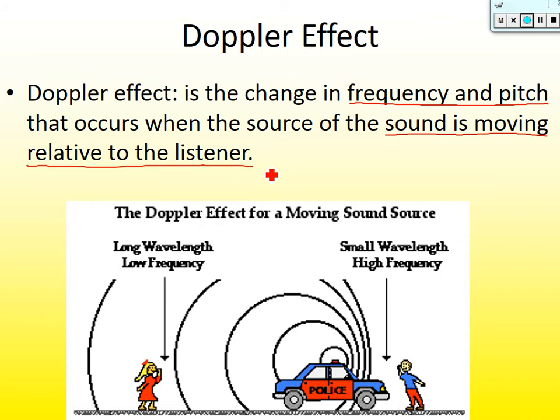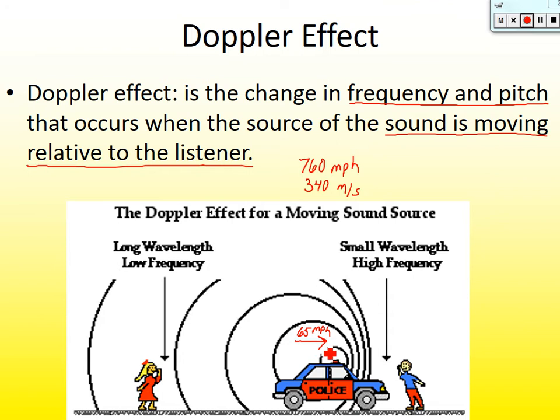I've got a picture on this slide that demonstrates that. This police car is moving. It doesn't say what his velocity is, but he's moving pretty fast, we'll say 65 miles per hour. As the police car moves, his siren is on. The speed of sound in air is about 760 miles per hour, or 340 meters per second.